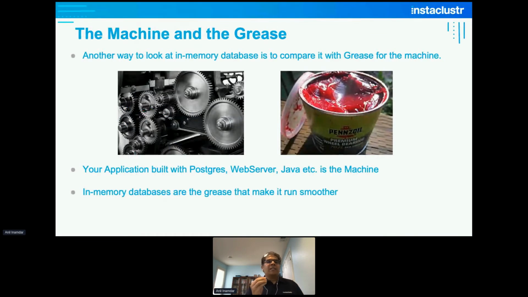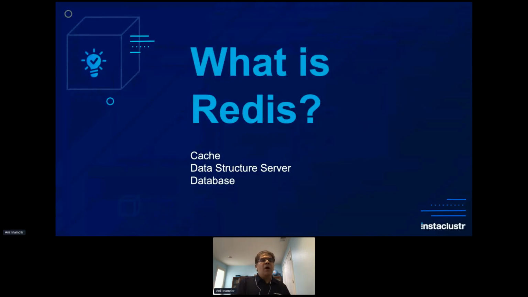Another way of looking at in-memory databases, I like this example of machine and degrees. Your application, which is built with say Postgres, web server, Java, etc., is kind of the machine, and it is running. In-memory databases are the degrees that make it run smoother or faster or more effectively. And I'll take another example that will make this even clearer, hopefully. Okay, so now we saw the need for speed and how in-memory databases can be the answer.